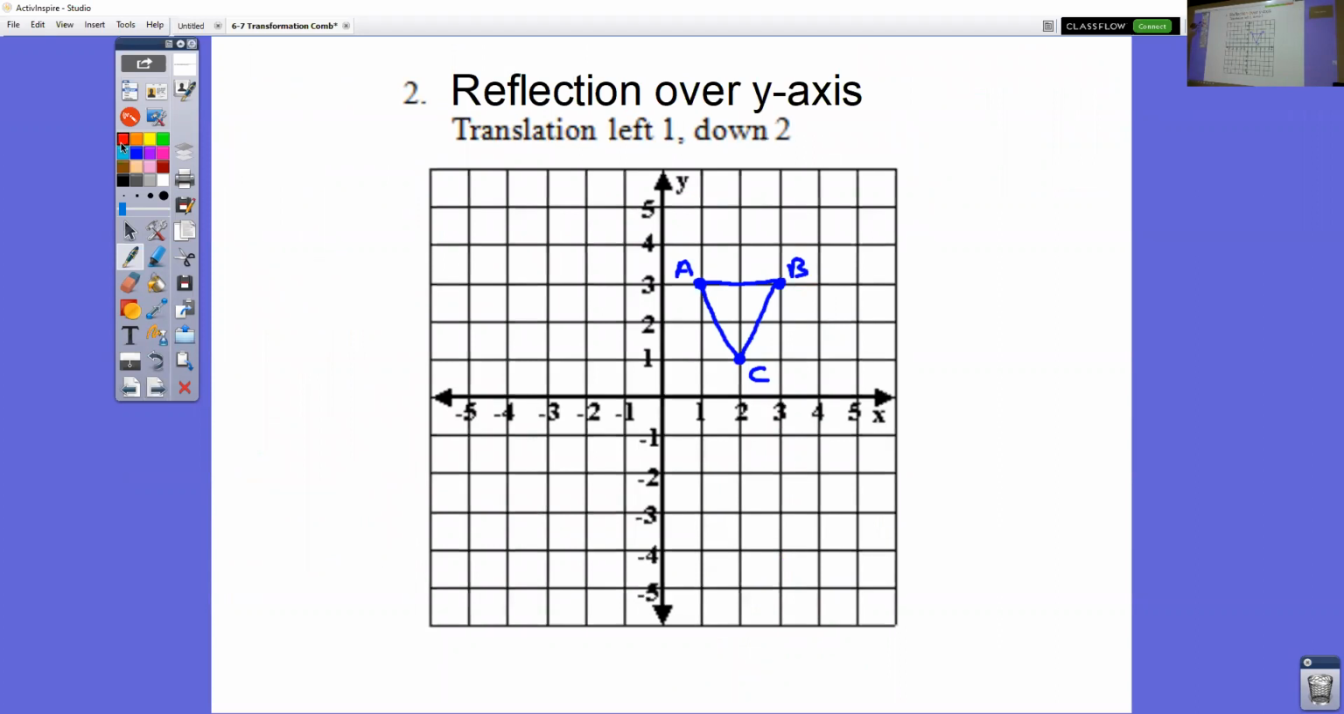Now, this next one says first, do a reflection over the y-axis, then do a translation of left 1, down 2. So this first one is going to give us our A prime, B prime, and C prime. And then our second one is going to give us our A double prime, B double prime, and C double prime.